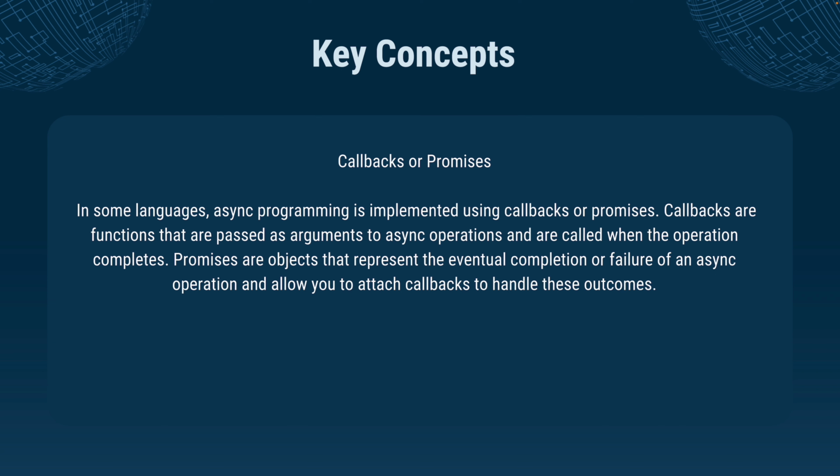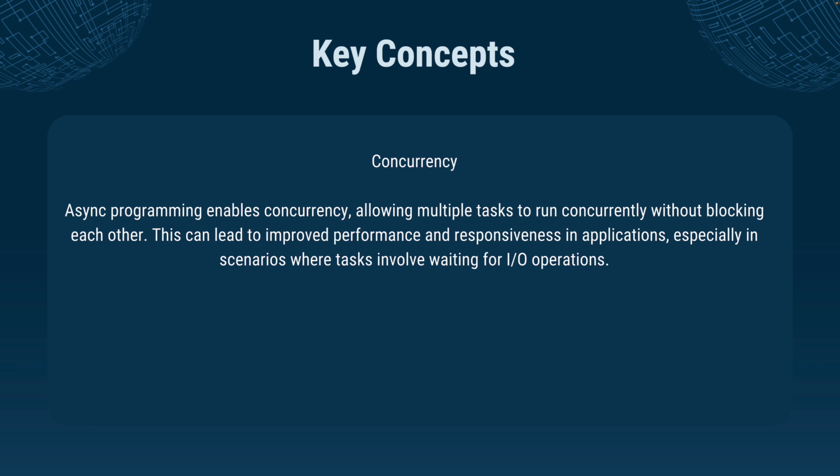Callbacks or promises. In some languages, specifically Node, asynchronous programming is implemented using callbacks or promises. Callbacks are functions that are passed as arguments to async operations and are called when the operation completes. Promises are objects that represent the completion or failure of an async operation and allow you to attach callbacks to handle these outcomes. So basically, the error handling or the failure handling happens with promises, whereas callbacks are the functions which actually are called when the operation completes.